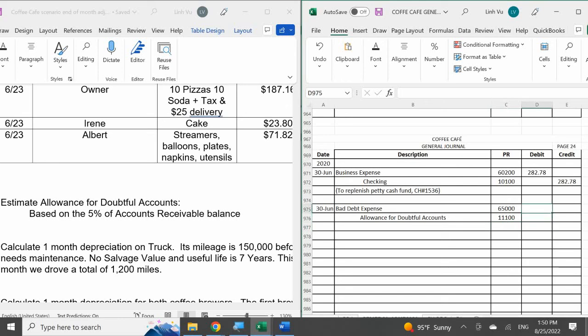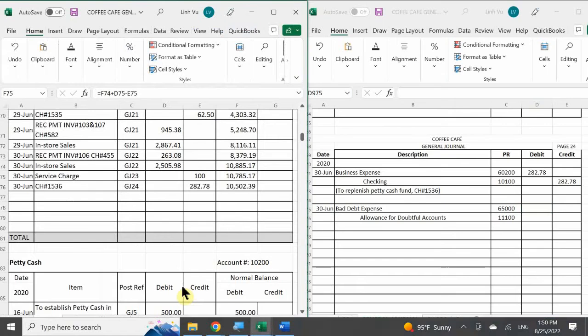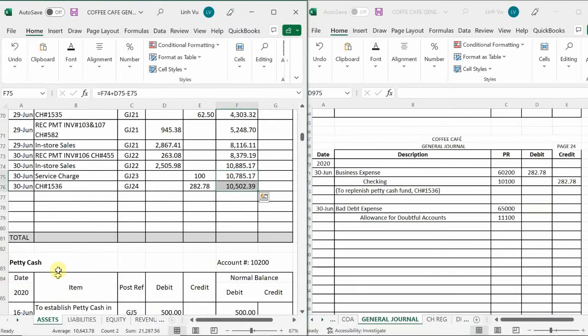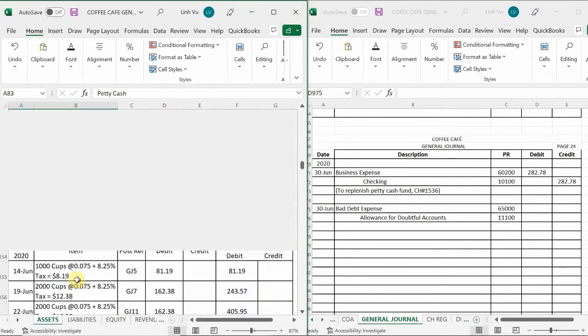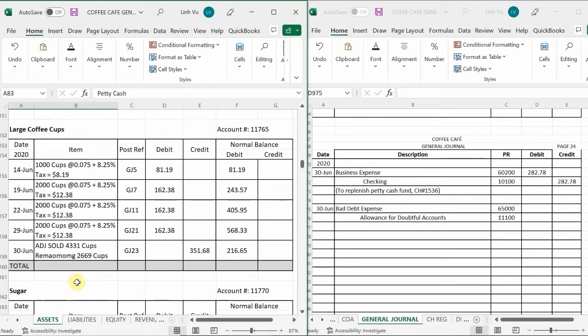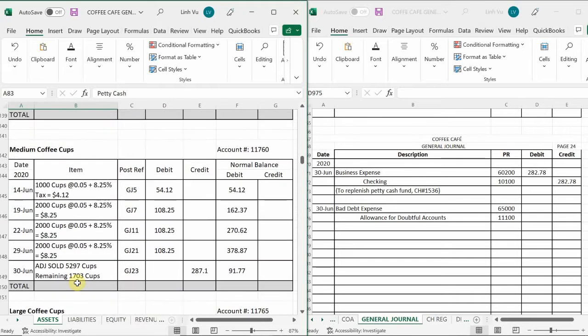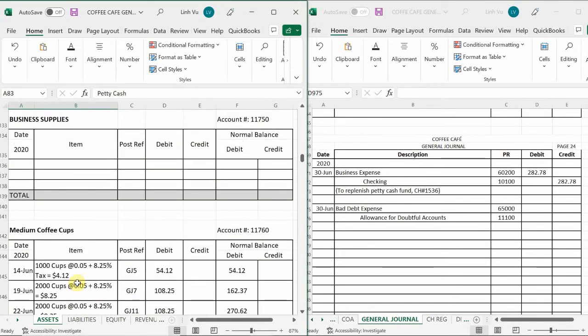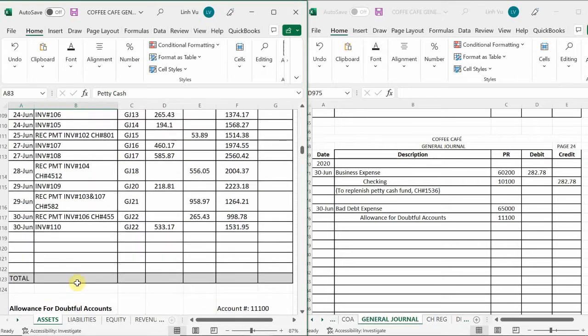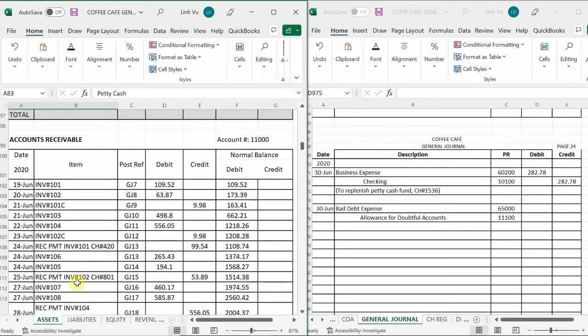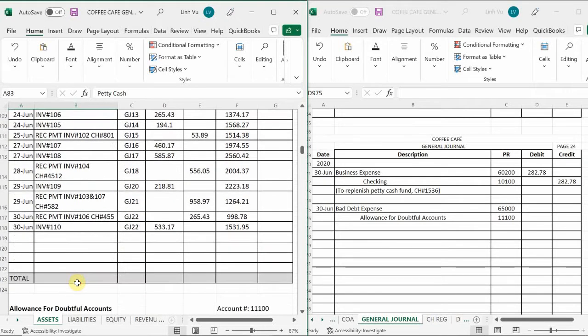Okay? Now, how much is 5% of accounts receivable? We need to go to the general ledger to see the balance right now. Correct. So in this case, we go to the ledger and find out what our account balance is in my accounts receivable account. There you go. Whoops, wrong one. I skipped too far. Okay, accounts receivable is here. Accounts receivable. I currently have a balance of $1,531.95.